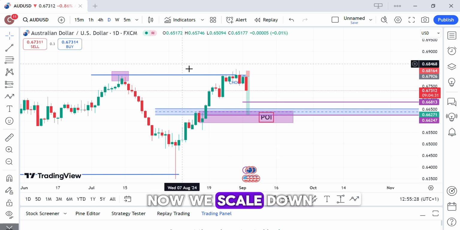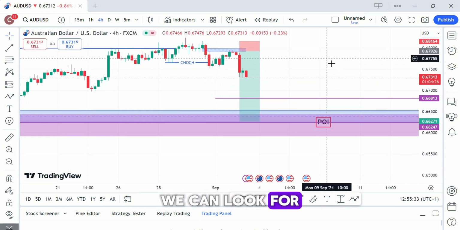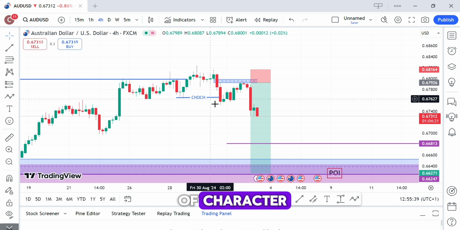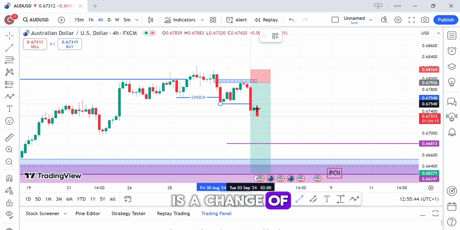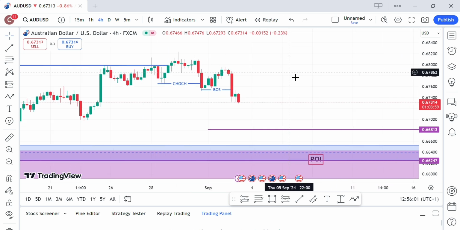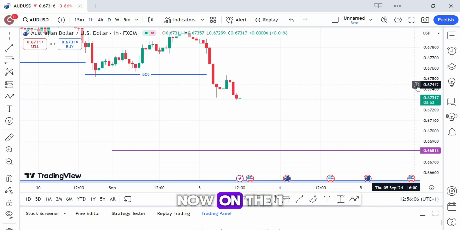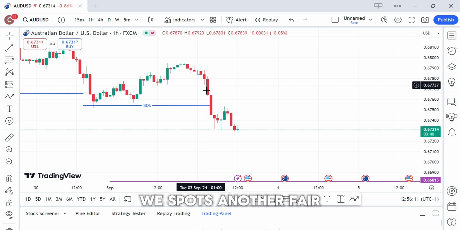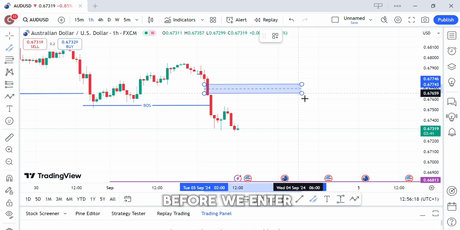Right now, we scale down to a lower time frame so we can look for entry confirmation. Now on the lower time frame, we spotted a change of character and a break of structure on the 4-hour time frame. Then going to the 1-hour time frame, we're looking for entry. Now on the 1-hour time frame, we spot another fair value gap, an imbalance here where price is likely to come to fill before we enter.